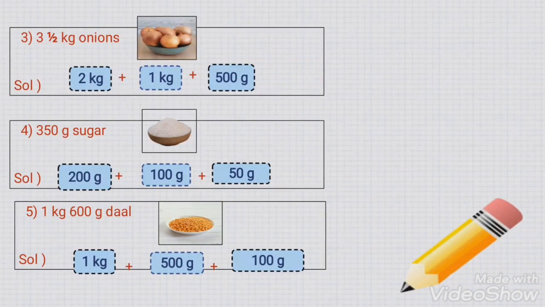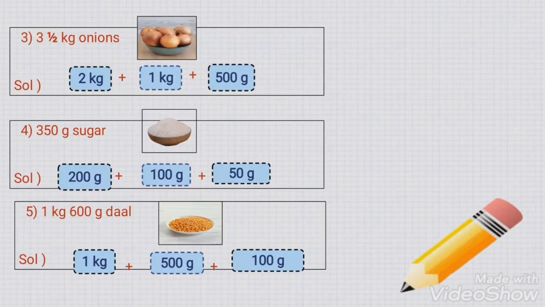350 grams of sugar. So it is also like the previous one. There isn't a direct total weight of 350 grams. So you have to use a combination of 200 grams, 100 grams and then 50 grams, which gives a combination of 350 grams.